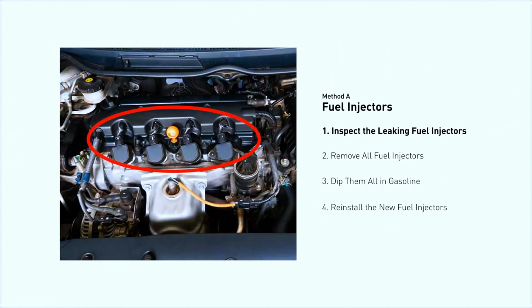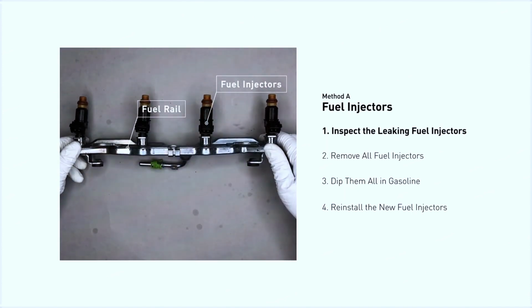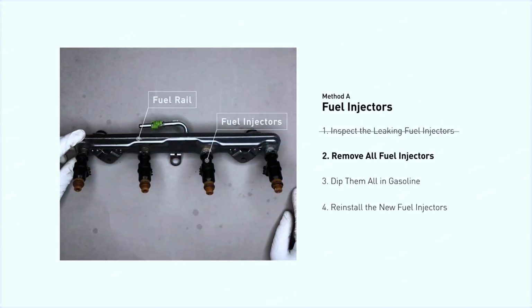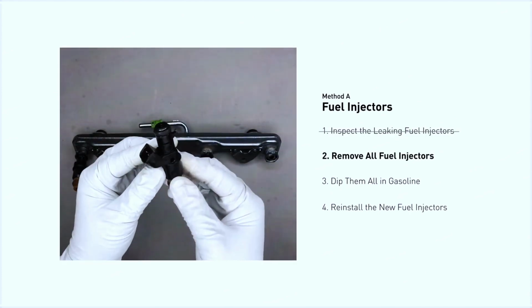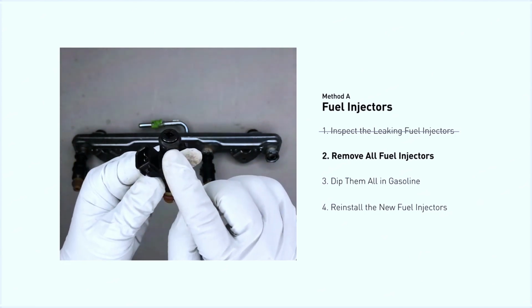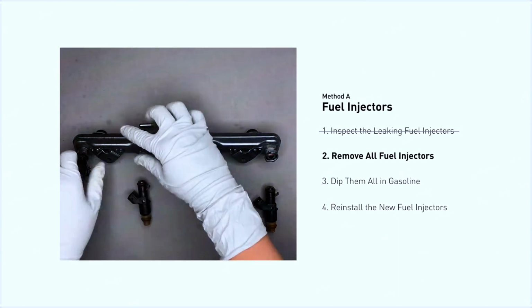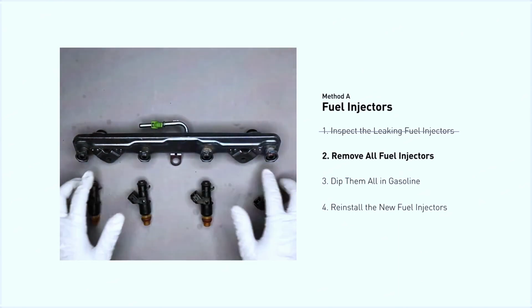The fuel injectors are mounted in the intake manifold, so that they spray fuel directly at the intake valves. Inspect the leaking fuel injectors on the fuel rail. Carefully remove the fuel injector. Make sure the new injector has new seals, and never reuse the old seals. When you change the fuel injectors, change them all as a set, otherwise the engine will run unevenly.